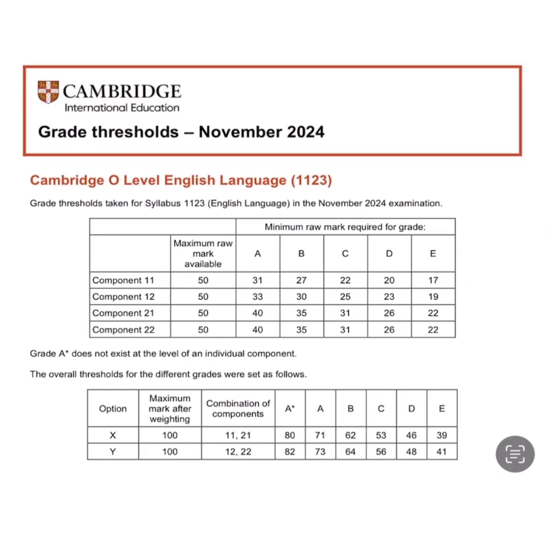Now moving to O-level English language. For O-level English language, you have two components. In component 1, you need to score 33 marks, and for component 2, you need to score 40 marks to get an A. To get an A star, combining those, you need to score 82 marks and 73 marks for A.